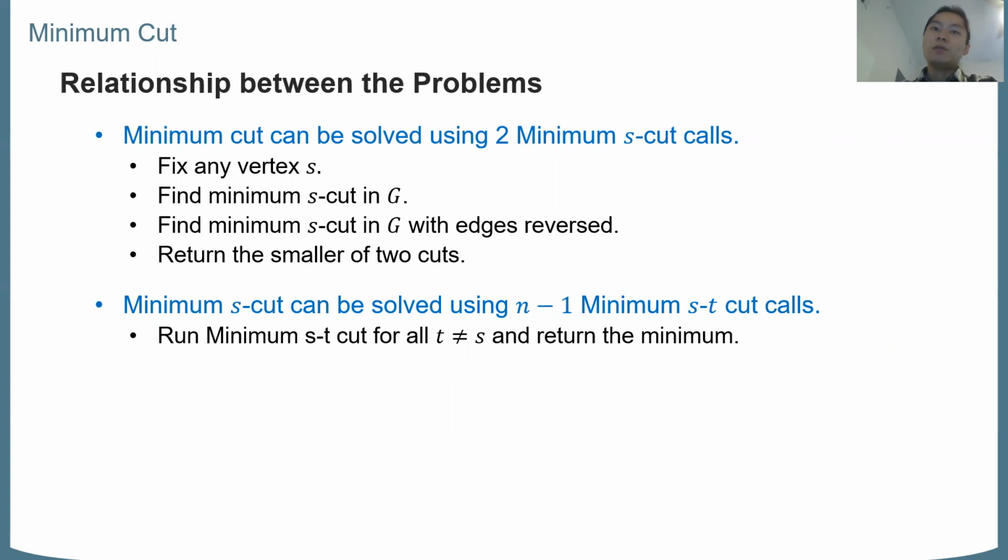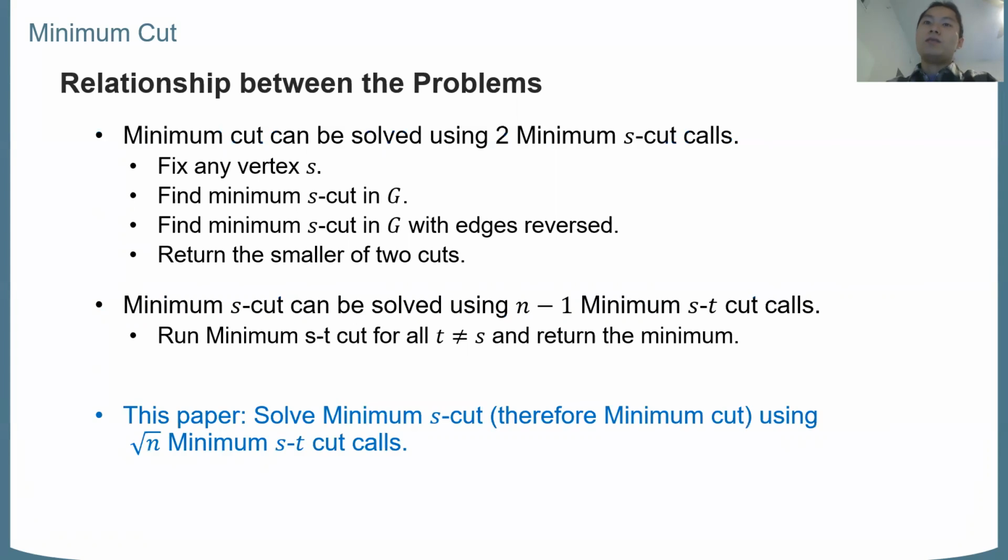And also we can solve minimum S cut using n-1 minimum ST cut calls. That is, simply run minimum ST cut for all other vertices T and return the minimum. So these reductions are simple, and in this paper we aim to get a stronger reduction, that is, solve minimum cut or minimum S cut using square root of n minimum ST cut calls. So this will produce an efficient algorithm.